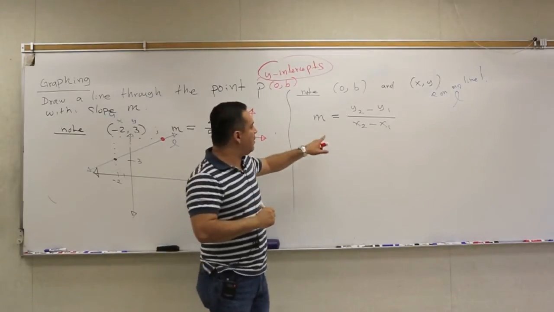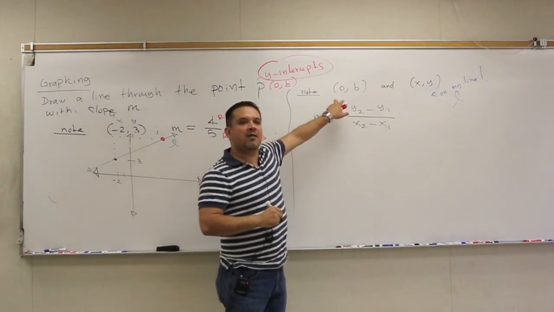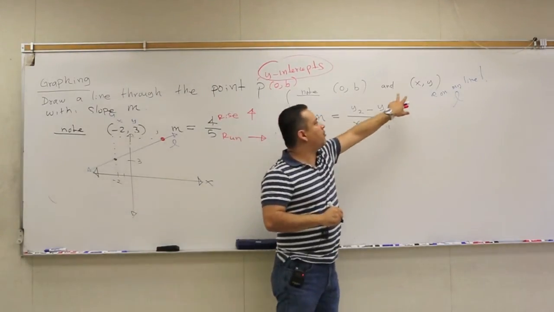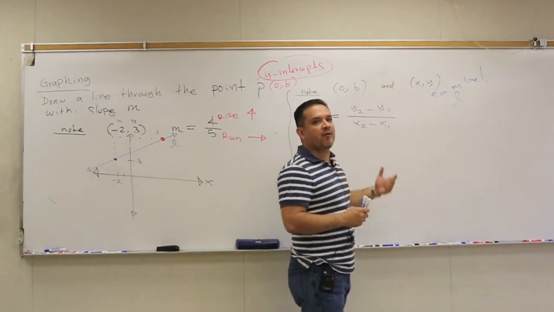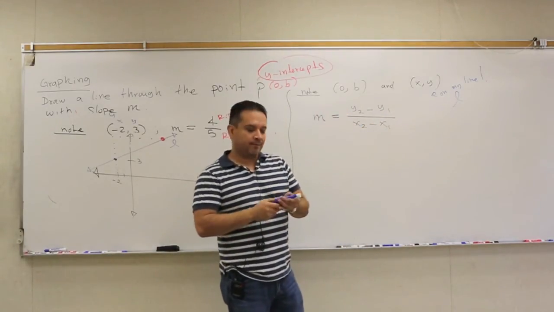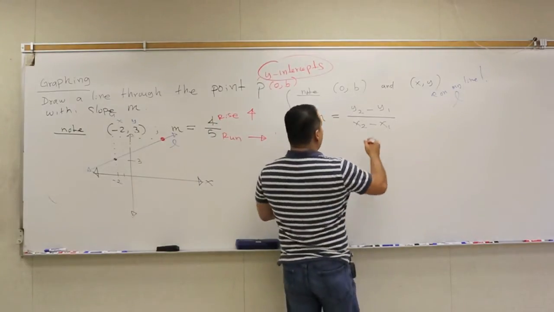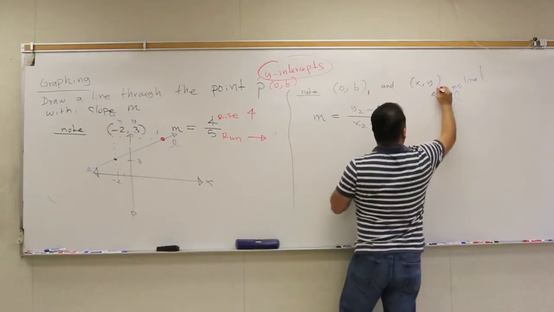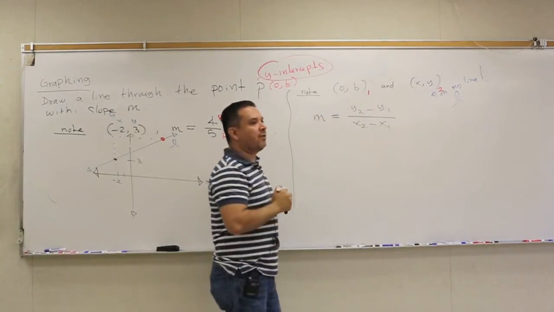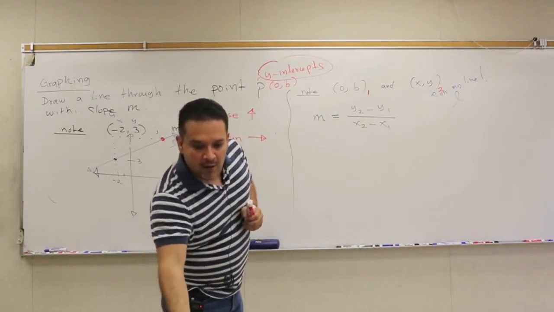Okay, so I'm going to take the slope formula, and I'm going to consider a y-intercept value and an arbitrary point on the line. Which one is my first point? Which one's my second point? Well, how do you read it again? Left to right. So I'll call that my first point. I'll call that my second point. You guys okay with that?